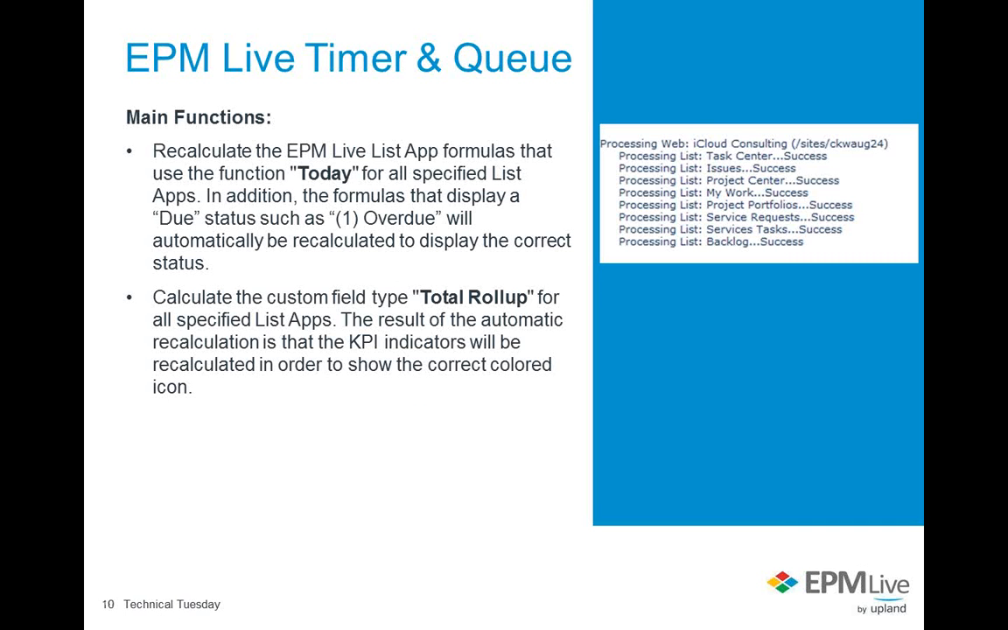Next we have our EPM Live timer and the timer queue. This timer has two main functions. The timer is also run once a day, and you would set this to run at a time of day when your system is idle or your users aren't actively in the system. You can also run it on demand at any time. There are two main functions that the timer does.